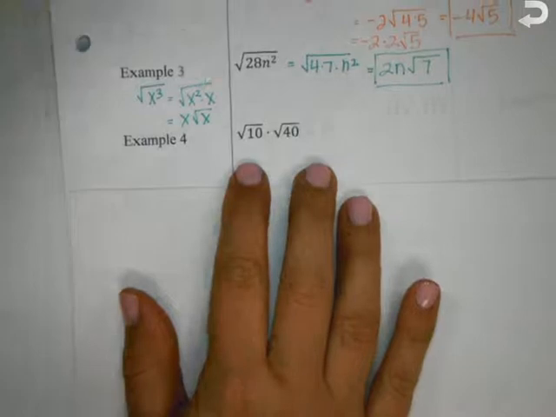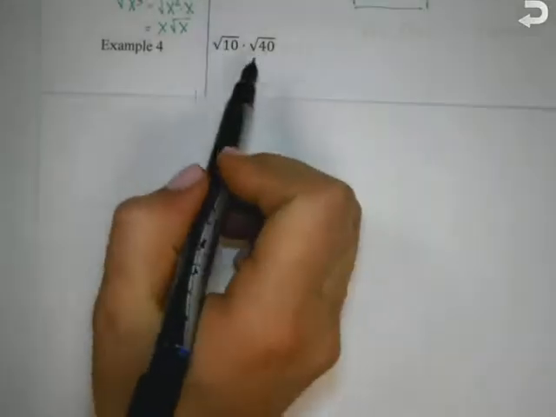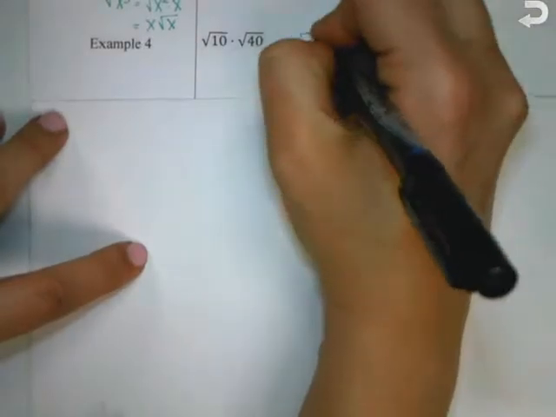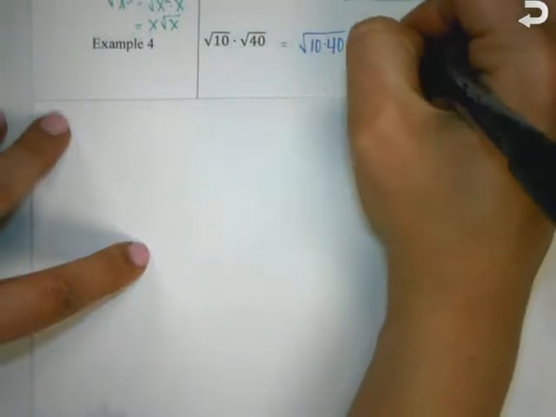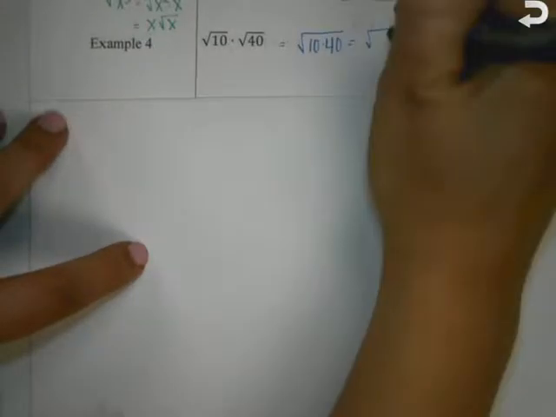Square root of 10 times square root of 40. Step 1 said to multiply the outside of the radicals. Is there anything outside to multiply? No. So we're going to go straight to multiplying the inside. So this is the same as the square root of 10 times 40, which is the square root of 400. Now I need to simplify this.